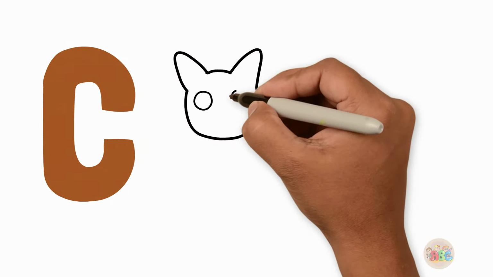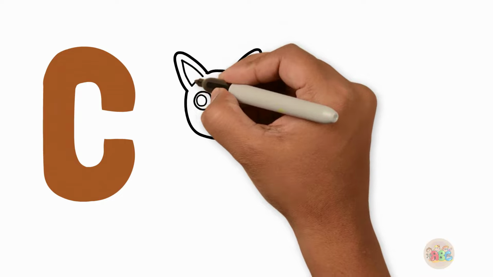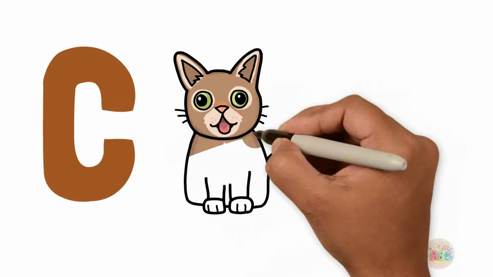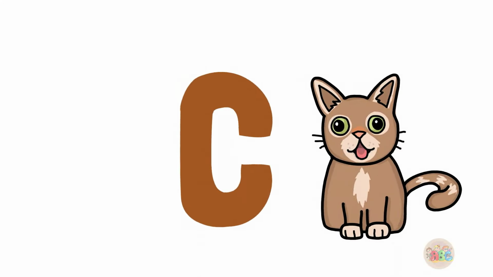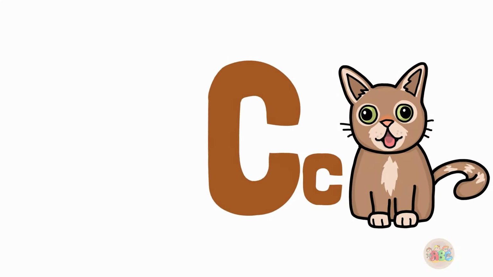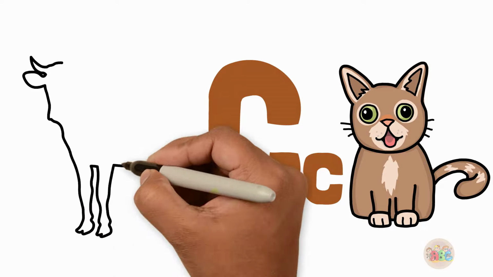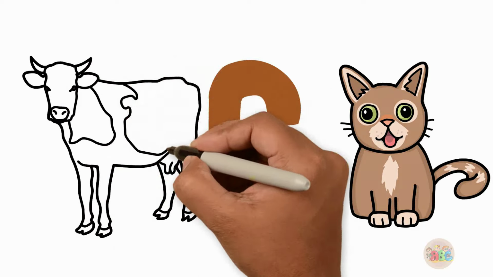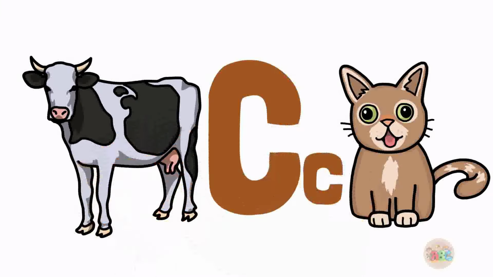C. C is for cat. Cat. Again say with me. C. C is for cow. Cow.